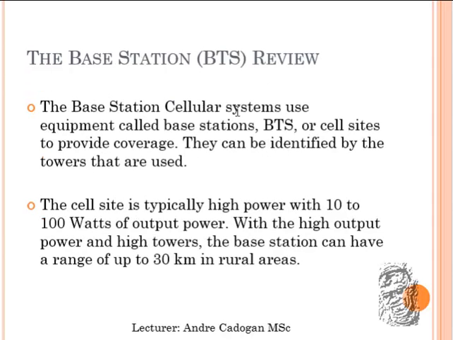When we're reviewing the base station controllers, we're looking at cell sites that provide coverage. They can be identified by towers, like those used in Compton Hill, for example. We'll typically have high wattage power, between 10 to 100 watts of output power, with high towers. The base stations can have a range of 30 kilometers in rural areas, and we talk about 500 meters in urban areas. We're going to talk about the closeness, in terms of how you set up your cell sites, to minimize interference.